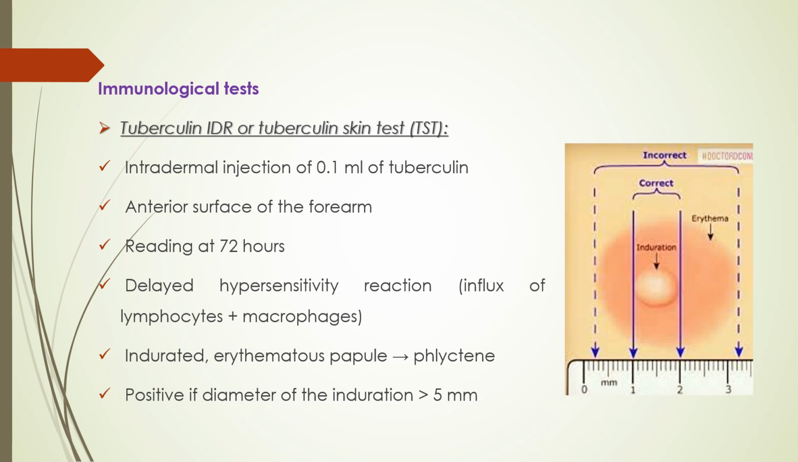First, the most common is the TST, the tuberculin skin test, or what we call intradermal reaction. We do an injection of tuberculin 0.1 milliliter, an intradermal injection in the anterior surface of the forearm, and we let it for 72 hours. Then we read it. We are looking for the induration and the erythematous papule or even a phlyctena. We are talking about a positive test if the diameter of the induration is more than 5 millimeters.